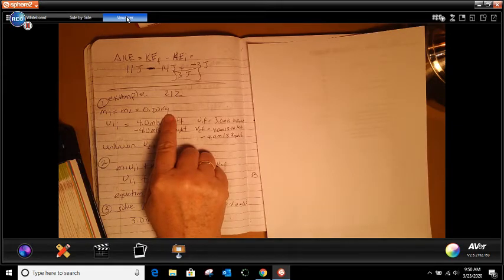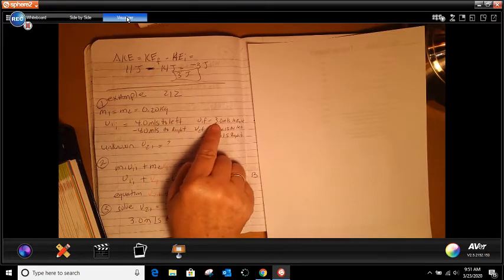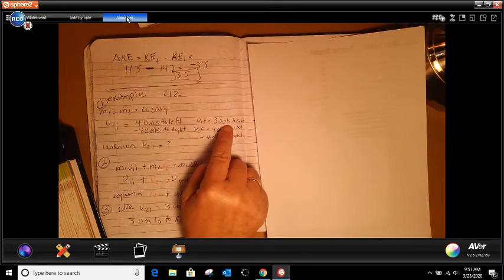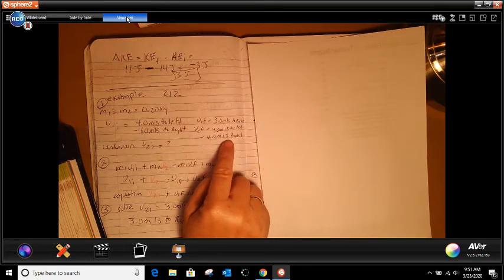It says after the head-on collision, the first ball moves to the right at 3 meters per second. That's the velocity final, okay? And the second ball moves away at a velocity of 4 meters per second to the left. Since this one's to the left, it's a negative number, and since it's to the right, it's a positive number. If the first ball's velocity before the collision is 4.0, what is the velocity of the second ball after the collision?